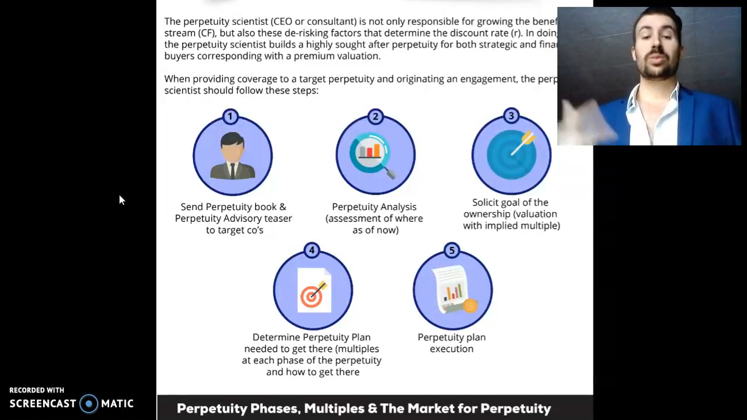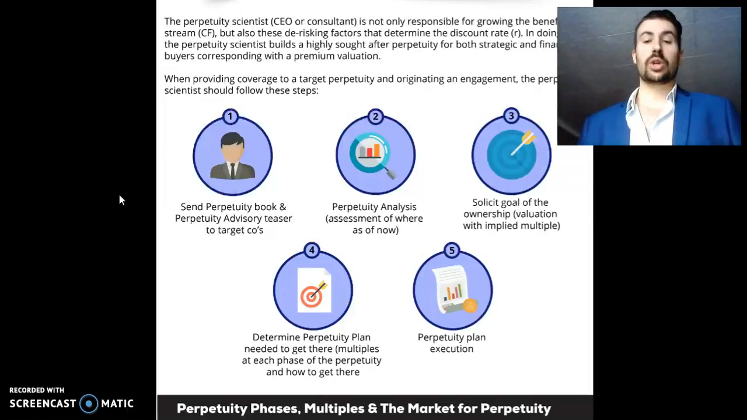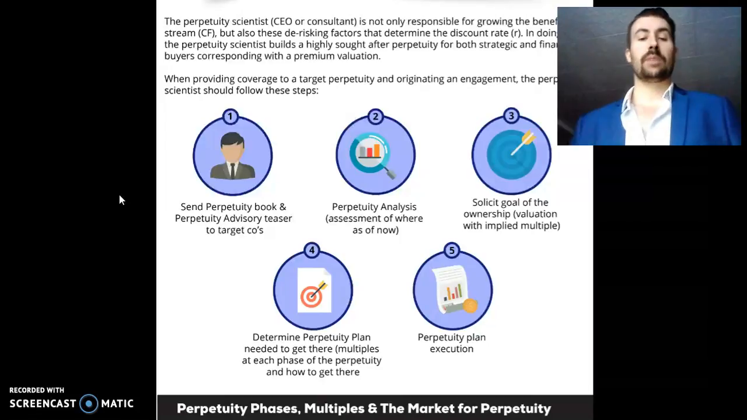Number two, once we engage with that individual that's leading the prospective target company, we do a perpetuity analysis, an assessment of where we are now in the perpetuity phases. Number three, we solicit the goal of ownership, what phase of the perpetuity we're trying to get to, and ultimately that's going to be communicated in terms of valuation with an implied multiple.